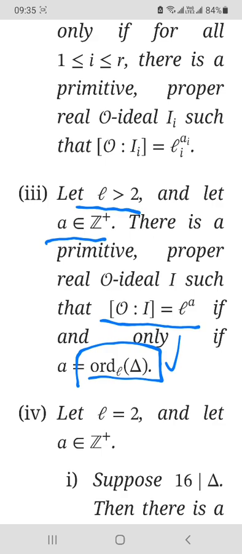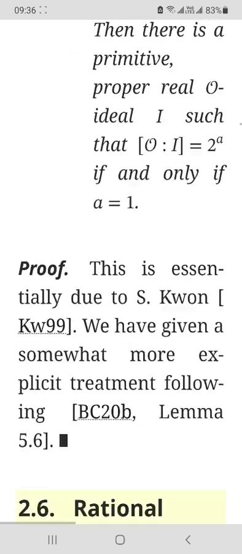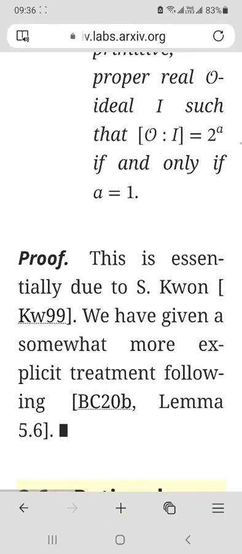I will read it again. Let L be bigger than 2. Let A be a positive integer. There is a primitive, proper, real O-ideal I such that the index of I inside O is L to the S power if and only if A is equal to the order of the discriminant under the basis of L. Okay. Thank you very much.